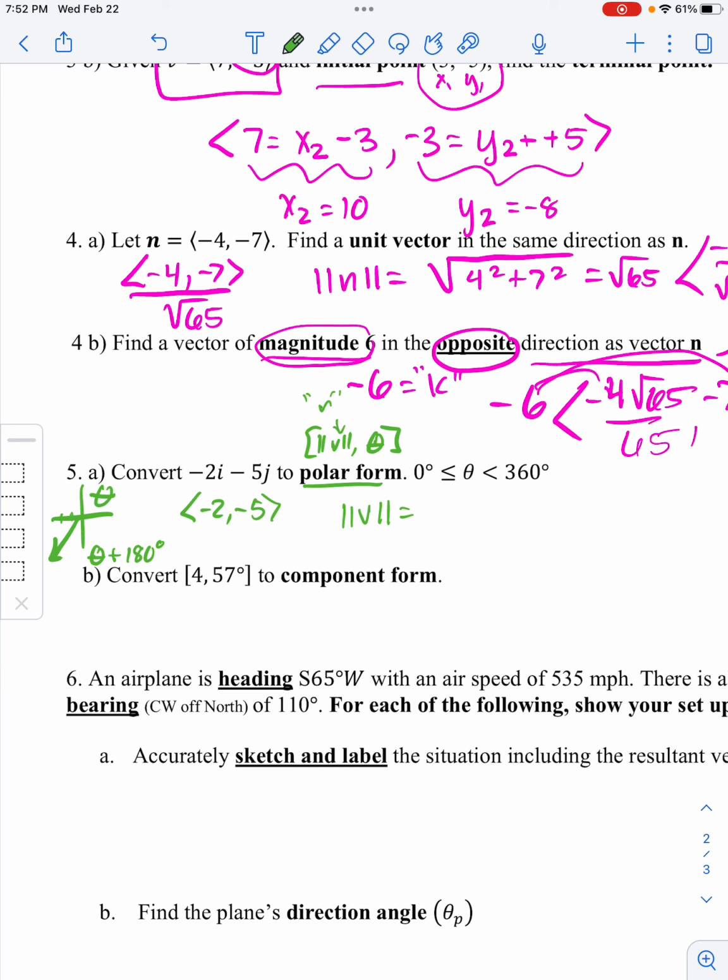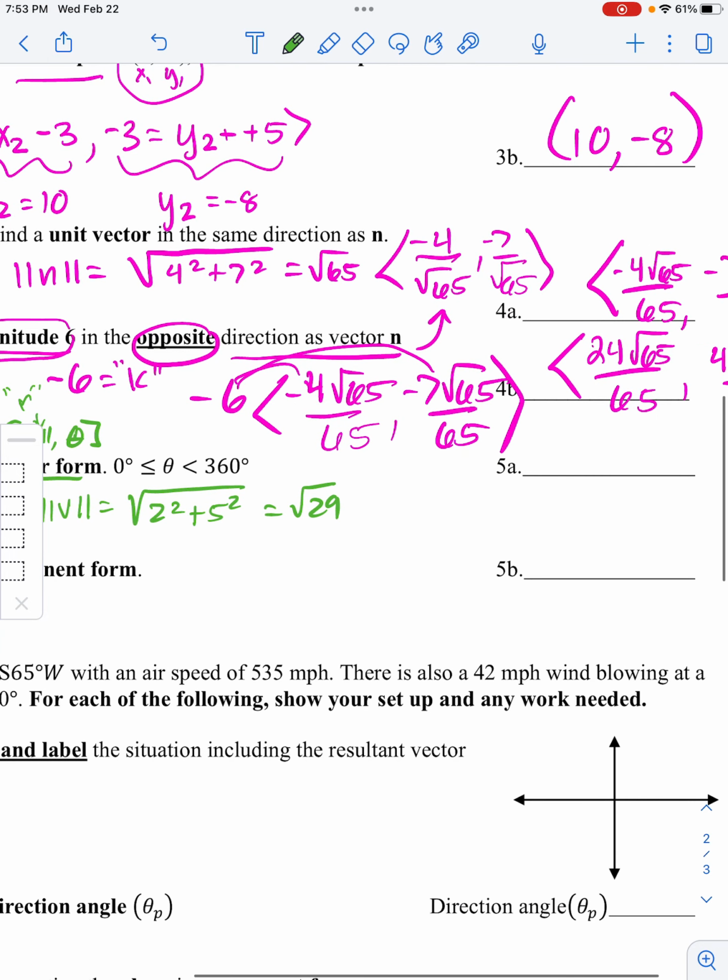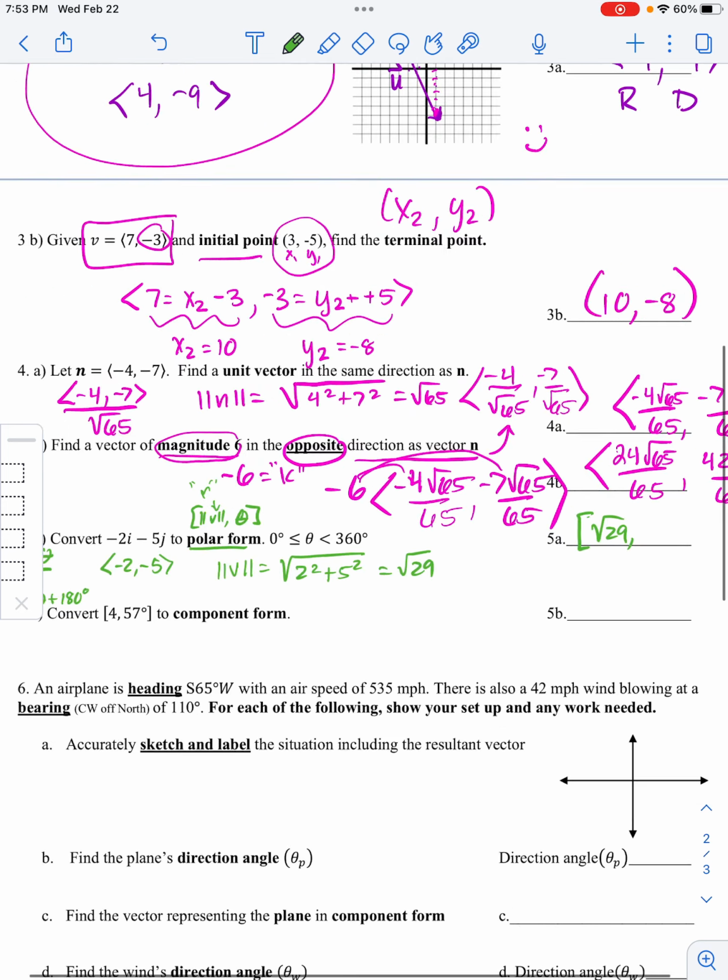Okie doke. So let's go ahead and find that magnitude because this is nothing more than a new way of saying r when we did polar. So the magnitude is going to be the square root of 2 squared plus 5 squared. So I feel like that's root 29, and I'm going to leave it like that because that is the most accurate. And now that I'm doing polar, I have to write it with brackets rather than the vector notation when I did components. So this first thing is going to be the magnitude of that vector.